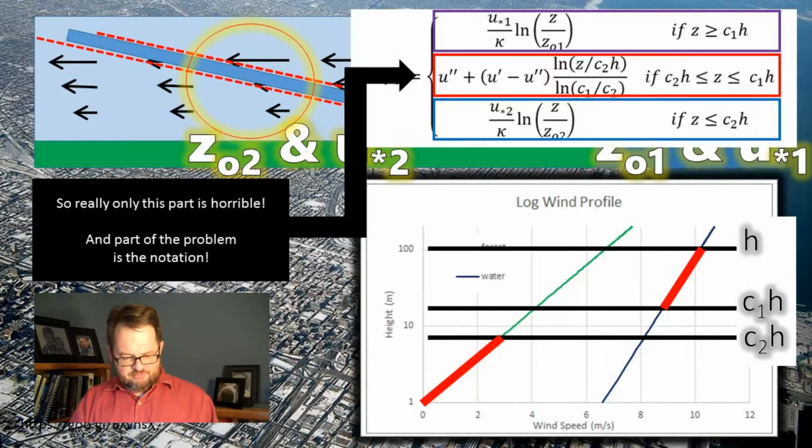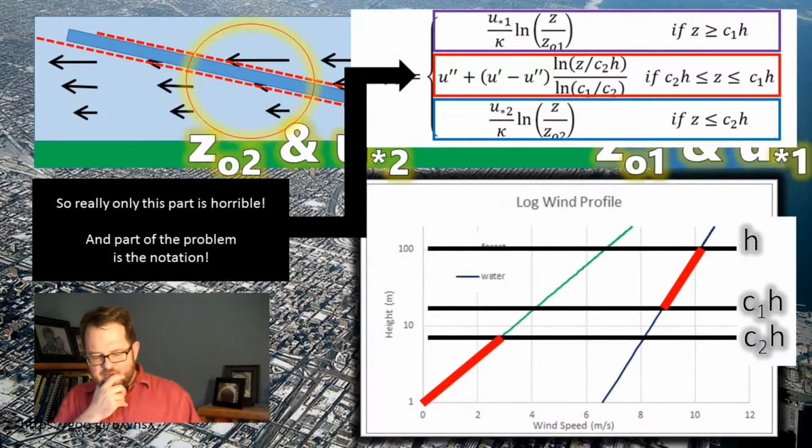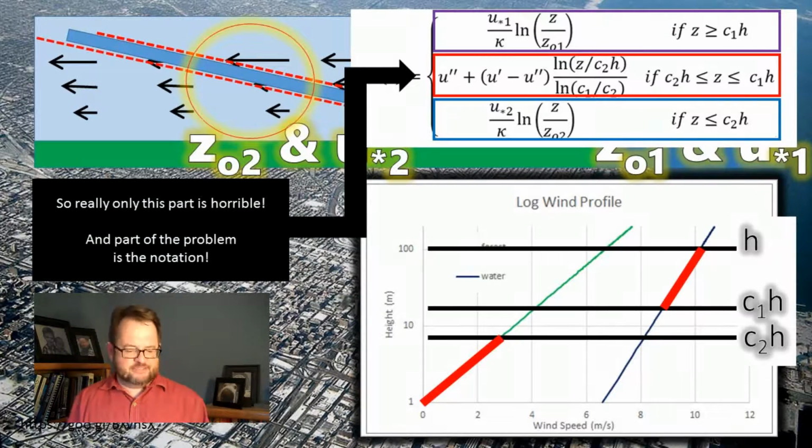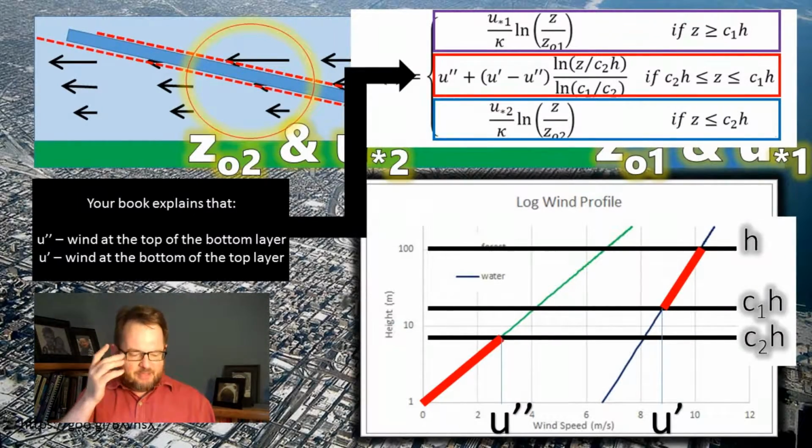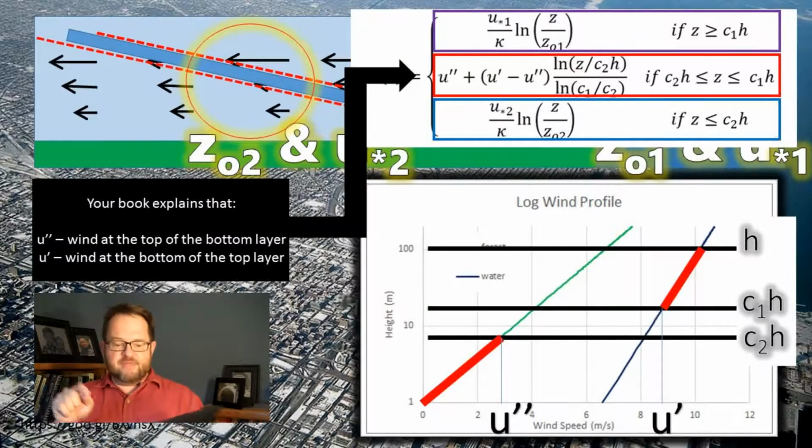Now, what are we going to do about the part in between? That part that's labeled in red is horrible, right? I mean, that doesn't even look like anything good at all. Part of the problem is the notation. Your author has explained, so make sure you read those paragraphs, that U double prime is actually the wind speed at the top of that bottom layer. Does that make sense? Like at 9% of the height of the internal boundary layer.